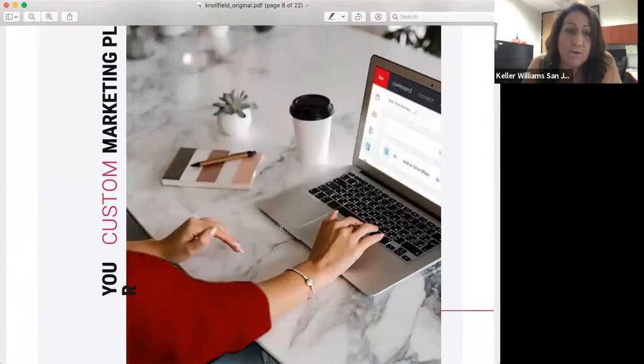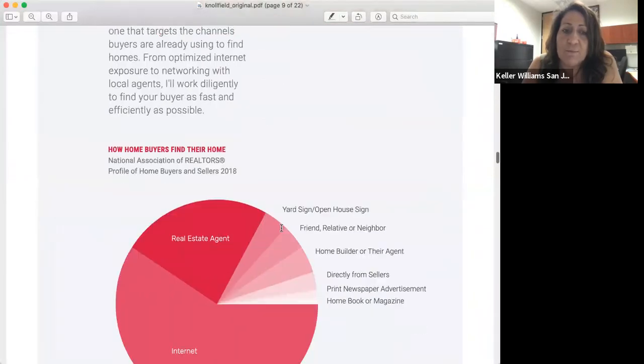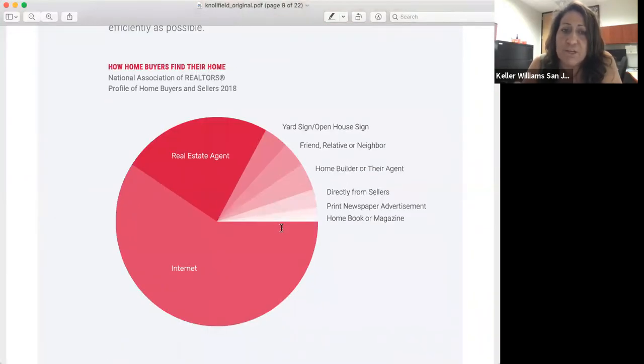Your custom marketing plan. This is where I could talk about the plan. This is the generic information provided by the Keller Williams template. It talks about how people go on the internet first to find a house, and if they're going on the internet, they'll be checking our app.